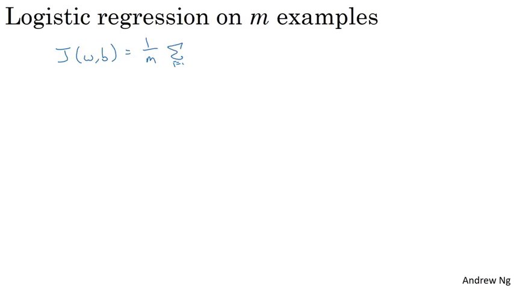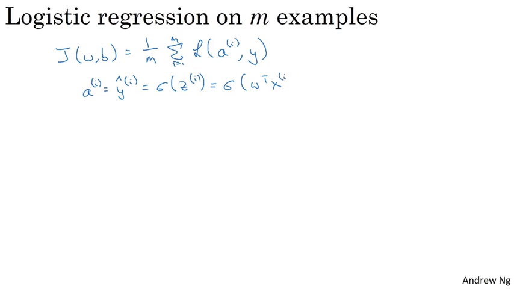1 over m, sum from i equals 1 through m of the loss when your algorithm outputs a^(i) on the example y, where a^(i) is the prediction on the ith training example, which is sigma of z^(i), which is equal to sigma of w transpose x^(i) plus b. Okay, so what we showed in the previous slide is, for any single training example, how to compute the derivatives when you have just one training example, right?